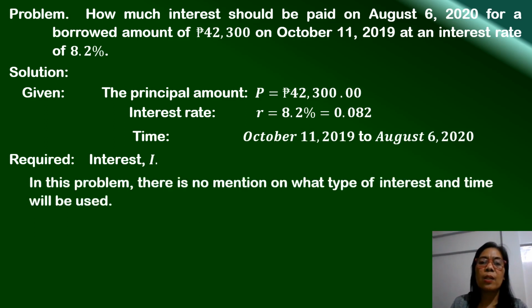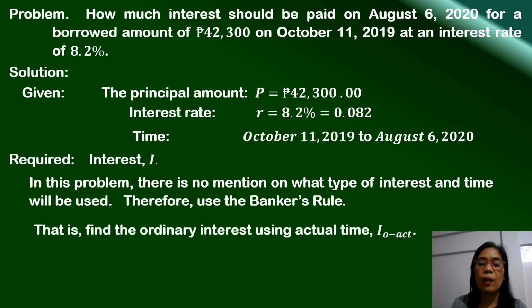So you will notice that in this problem, there is no mention of what type of interest and time will be used. Therefore, we have to use in here the banker's rule. That is, we are to find ordinary interest using the actual time. So the formula now will be I is equal to the principal amount times the rate times the actual time divided by 360.